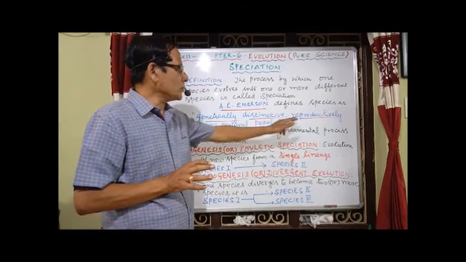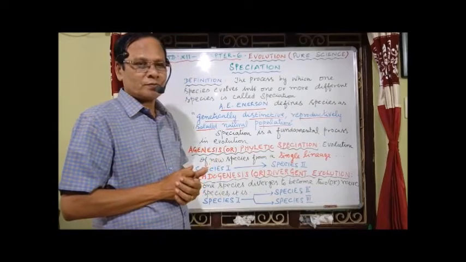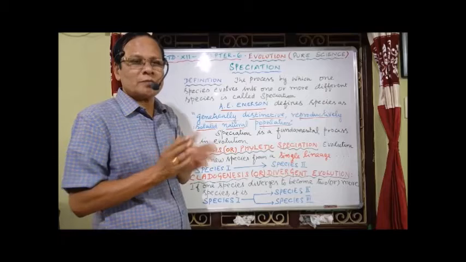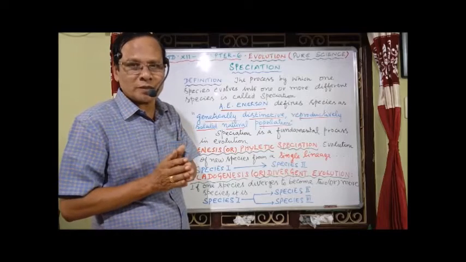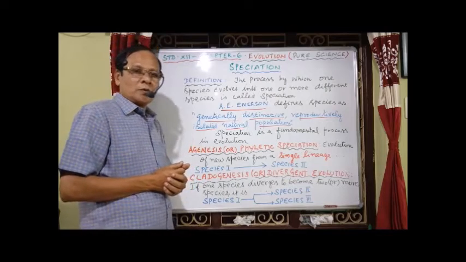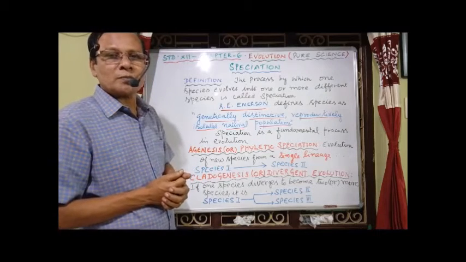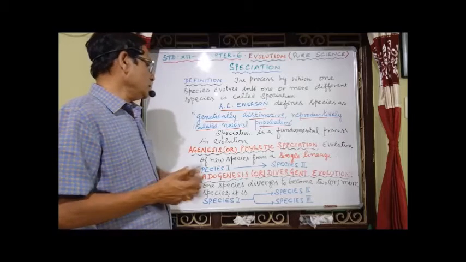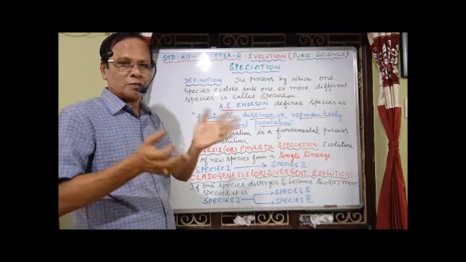So you have to know the meaning of reproductive isolation. That means there is no reproduction possible between two different species. That means there is a loss of interbreeding between two different species. Now, the process of speciation is a fundamental process in evolution. Now, what are the types of speciation, generally speaking?